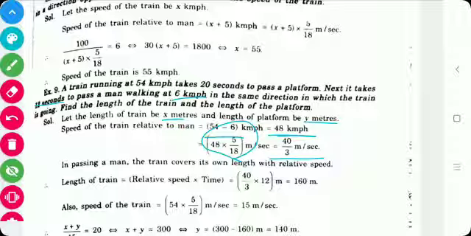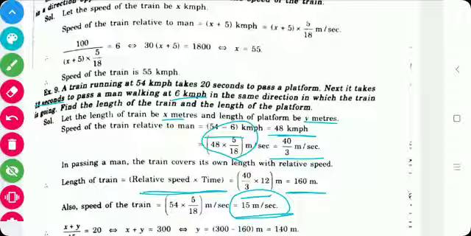Next, in passing a man, the train covers its own length. As we know, if we want to find the time for passing the man, the train covers its own length with the relative speed. So length of the train is equal to speed into time, means distance is equal to speed into time. As we know, speed is 40 by 3 and time is 12 seconds. So the length of the train is 160 meter. Now the speed of the train, as given, is 54 km per hour, so it is 15 meter per second.